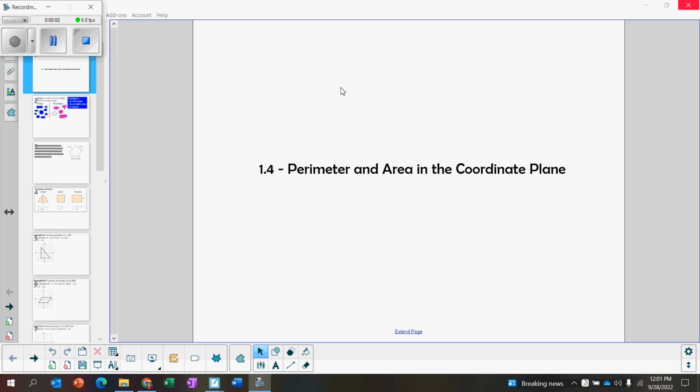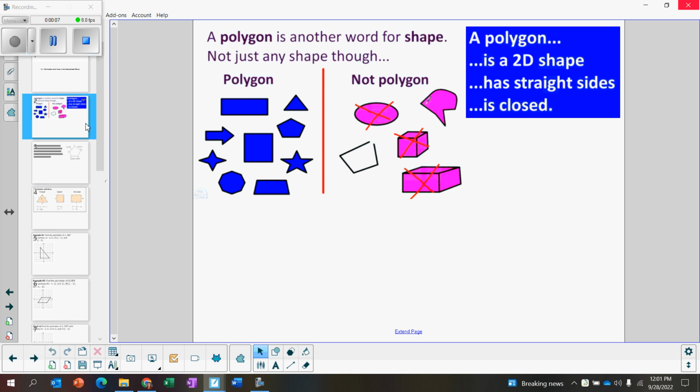All right, today we're going to talk about section 1.4, perimeter and area in the coordinate plane. So first we'll talk about some polygons. Polygon is another word for shape, but not any shape. All of these are polygons because they don't have any curves, right? This is not a polygon because it has curves.